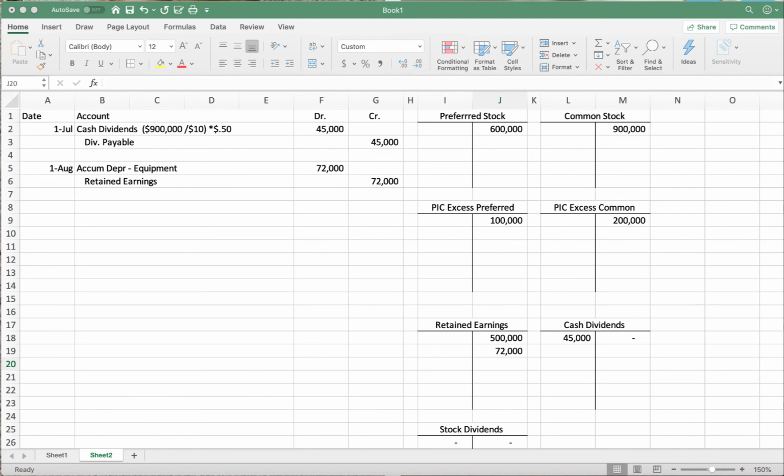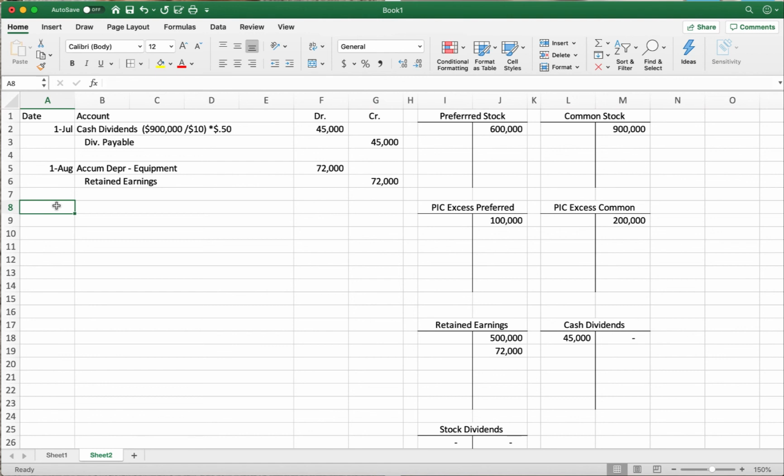Now, I need to go back to the problem and say, okay, what's the next thing that happens? Well, September 1st, we paid the cash dividend that we declared on July 1st. Okay, easy. What's the journal entry? You should know this because I told you to put it on a note card because it never changes, right?